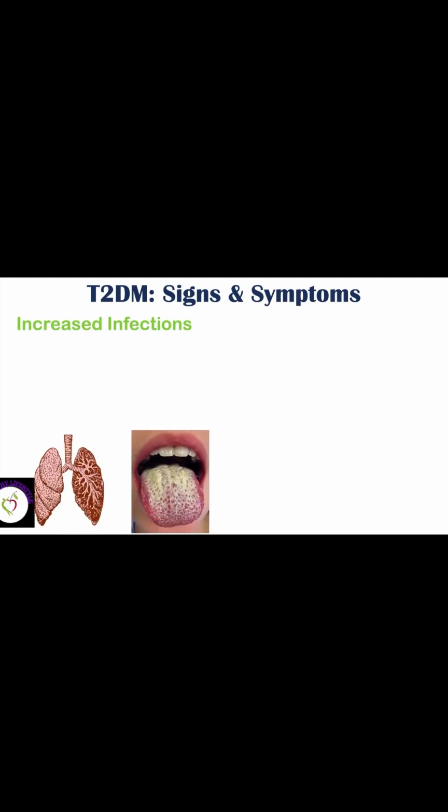Diabetic patients can also be at an increased risk for infections. So we may see increased infections in type 2 diabetic patients. The reason is because diabetes inhibits immune cell functioning. So certain immune cells and their functioning become impaired. So this is the reason why.